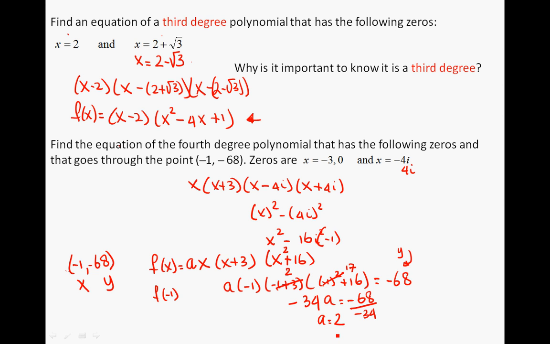So apparently, the equation that I'm after is going to include a 2. So the polynomial will be a is 2 times x plus 3 times x squared plus 16. And hopefully this is going to work for the point that I gave you. Thank you.